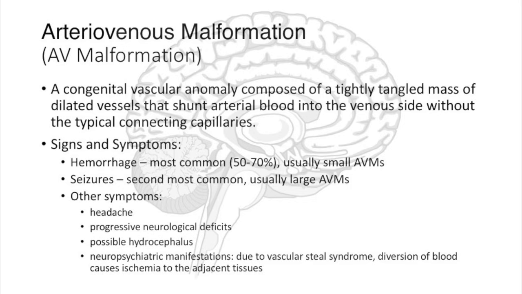The AV malformation, the arteriovenous malformation, is congenital. This is when there's a tightly tangled mass of dilated vessels that shunt arterial blood into the venous side without the typical connecting capillaries. Some of the signs and symptoms of the AV malformation are hemorrhage, most commonly. However, those are small AVMs. Seizures are second most common. This is usually associated with larger AV malformations. Other symptoms, of course, include headache, progressive neurological deficits, possible hydrocephalus, and neuropsychiatric manifestations.